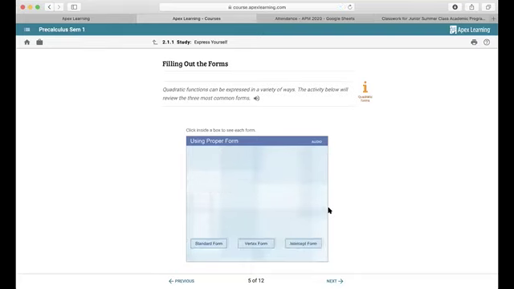Okay, so there are 3 forms of this equation, right? Just like we had for our linear equation. There are 3 forms. There's standard, there's vertex, and there's intercept.